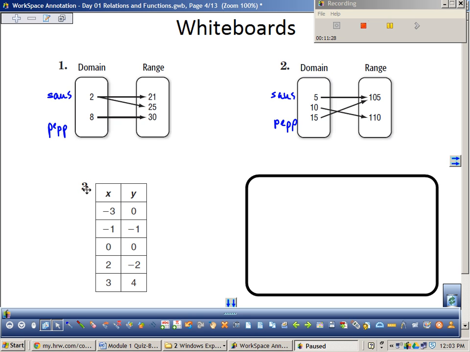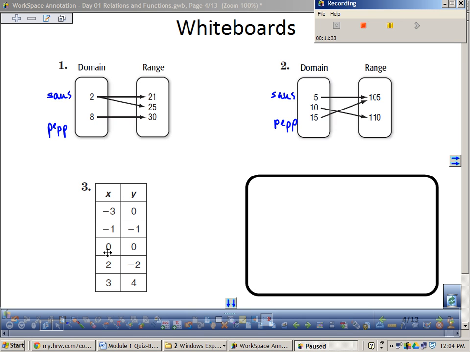All right, number 3. See if you can figure out whether that one's a function. Okay, who thinks they know? Who'd like to share? Okay, let's hear. None of the X numbers are the same as the Y, so it is. Yes, it's a yes, right?